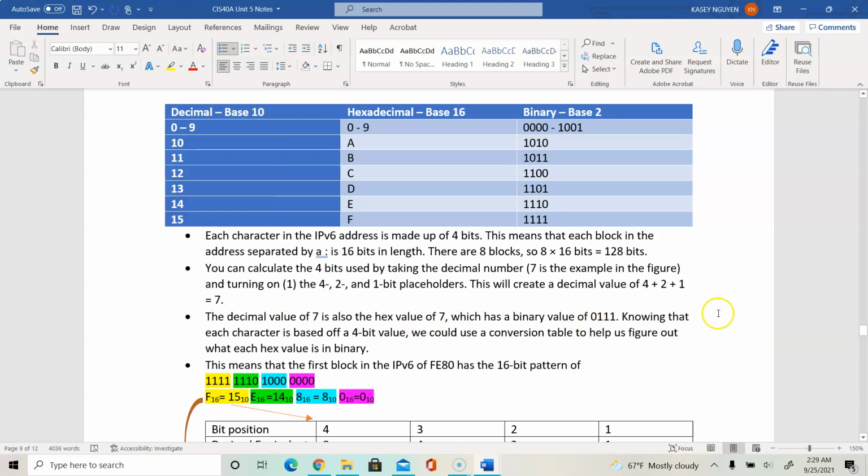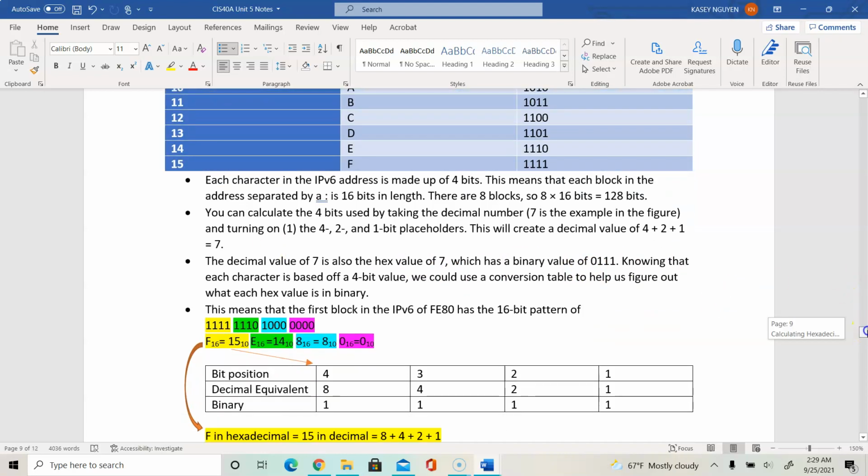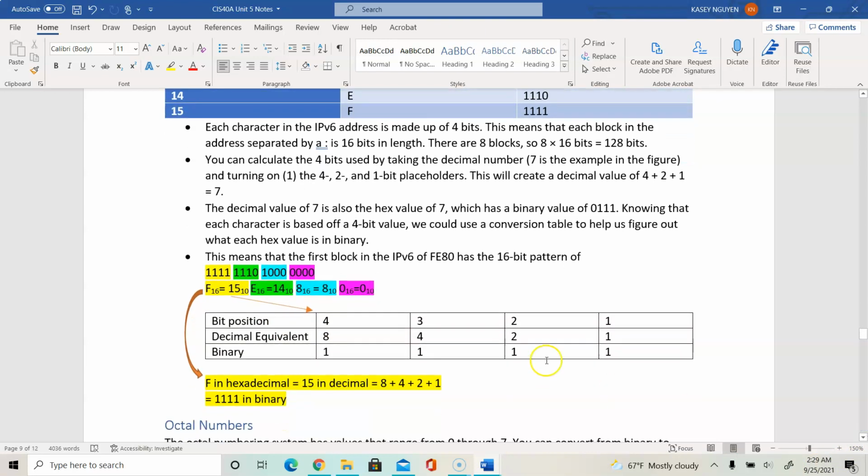When we look at another value in the following example, if we have FE80 here, the F is going to represent 15. F is 15 in decimal, and that would be equal to 8 plus 4 plus 2 plus 1, which gives us 15. So that means that the binary for all the bit positions are on for those 4 bits.